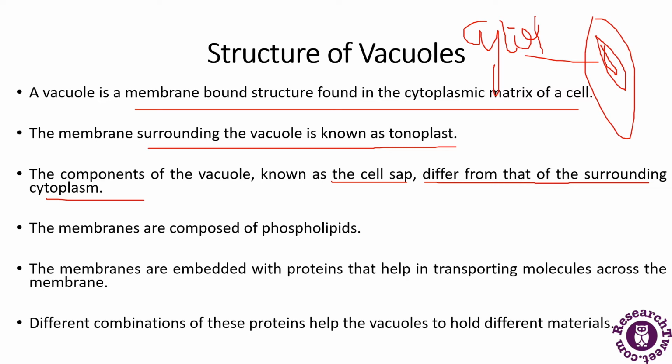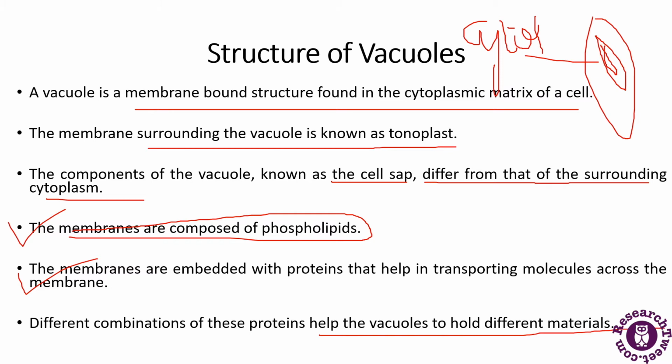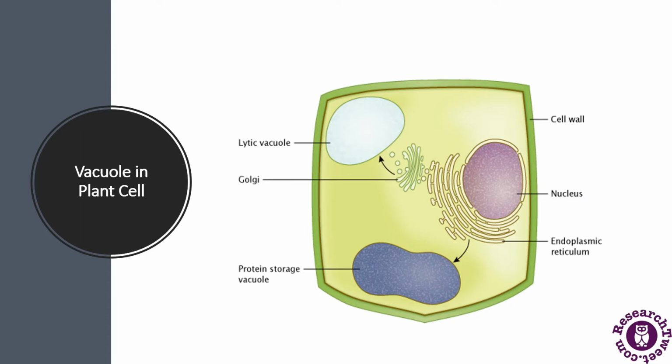So in the next slide we will be discussing the structure of the vacuole, what a vacuole looks like. The membranes are composed of phospholipids. The membranes are embedded with proteins and they help in transporting various molecules across the membrane. There are different combinations of these proteins and they help the vacuoles to hold different materials. So next is how the vacuole looks.